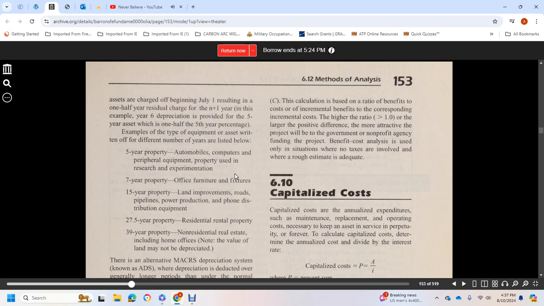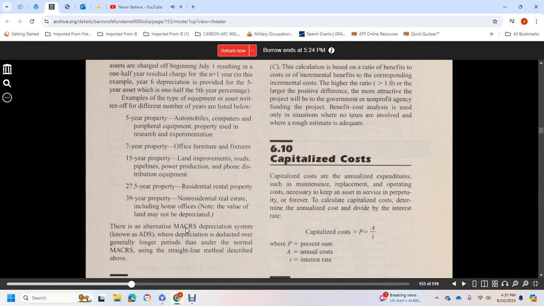5-year property: automobiles, computers and peripheral equipment, and property used in research and experimentation. 7-year property: often furniture and fixtures. 15-year property: land improvements, roads, pipelines, power production, and phone distribution equipment. 27.5-year residential rental property. 39-year property: non-residential real estate, including home office. Note that the value of the land may not be depreciated.